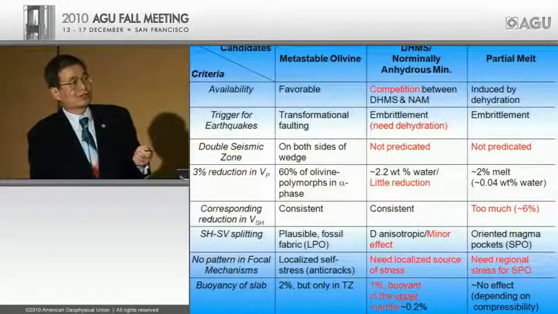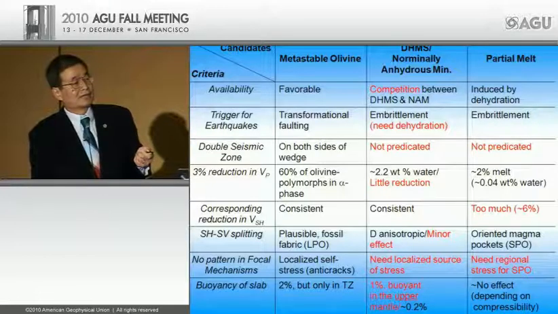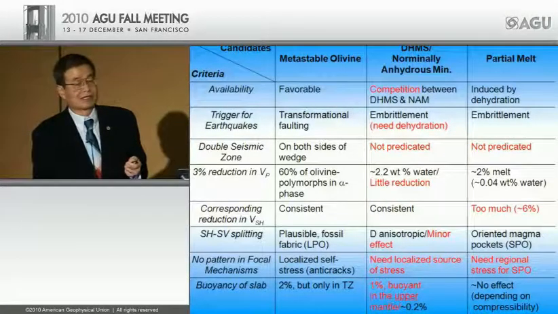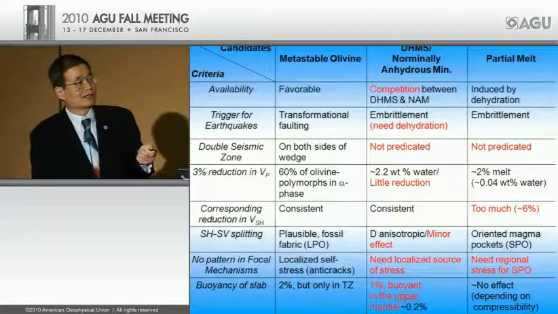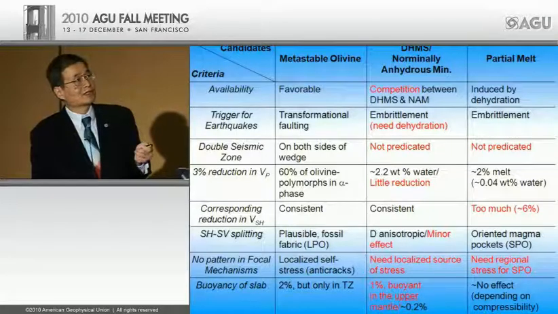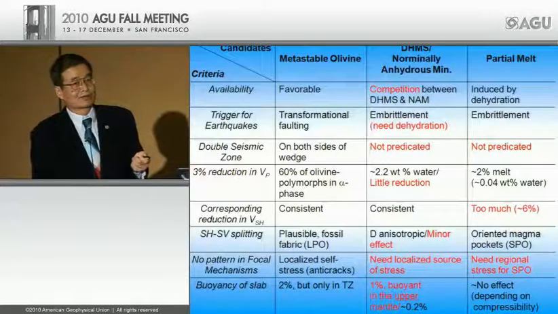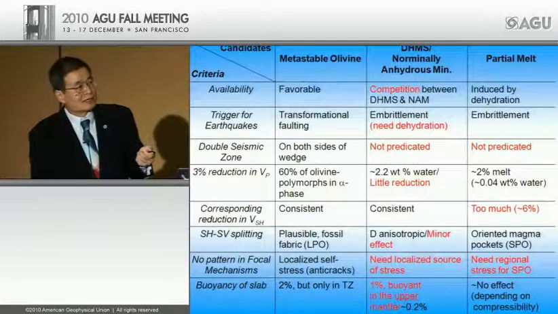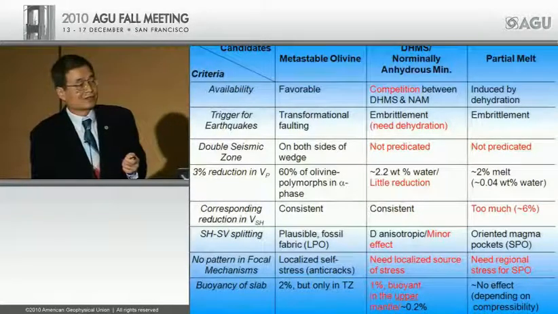Partial melt, potentially you could do it, but it's through a different mechanism, not lattice-preferred orientation, but shape-preferred orientation. For this, though, you need a regional stress to line up these melt pockets, basically. And that turns out to be a big problem because there are no patterns in focal mechanisms in the outboard earthquake regions. Metastable olivine has a very specific mechanism for that. It's called anti-crack, and it's a localized self-stress. We need a localized source of stress for these hydrous phases to work.